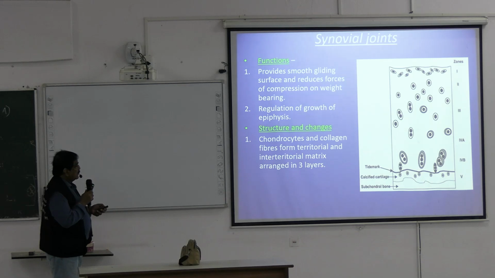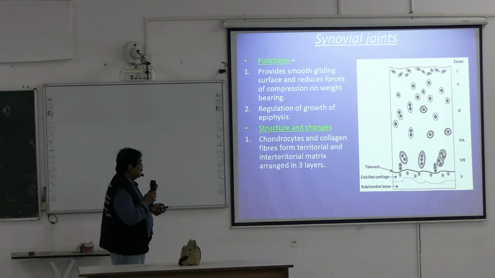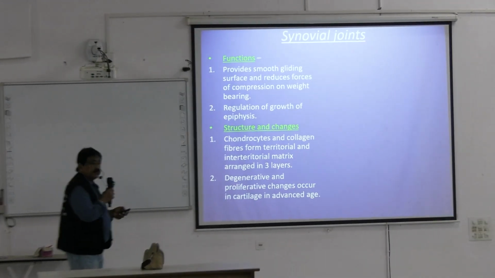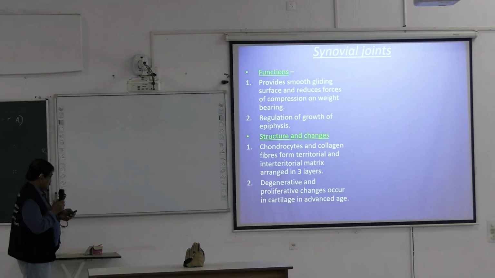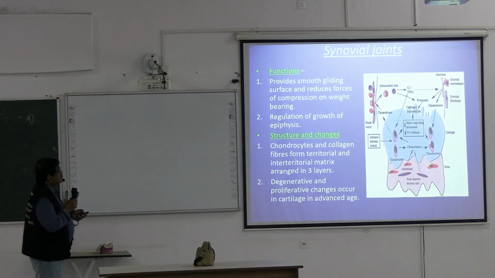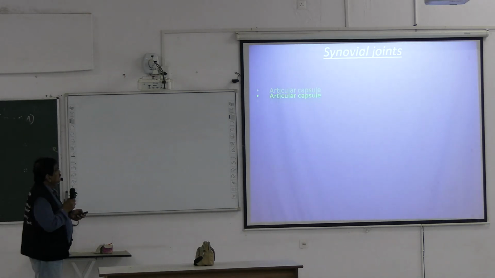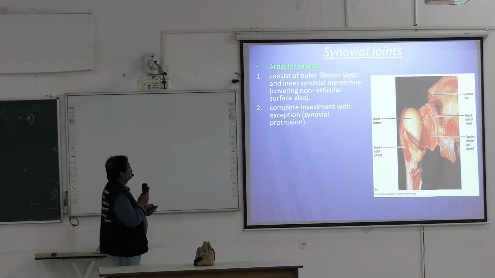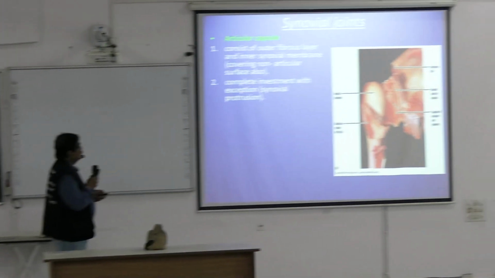Here, the calcified cartilage and subchondral bone, zone 1, zone 2, zone 3. That's degenerative and protective changes occur in cartilage in advanced age. Okay. Nutrition. Articular capsule consists of outer fibrous layer and inner synovial membrane, covering non-articular surfaces also.